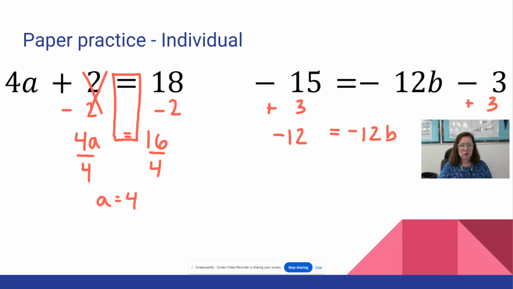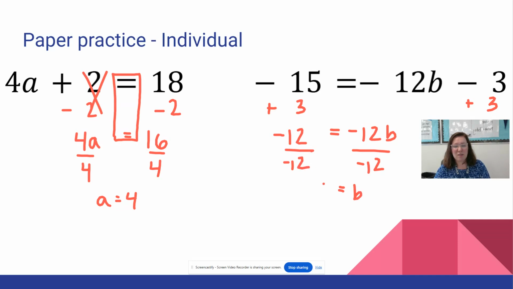And this one's a little tricky. Some people might think, oh, there's a negative, so I should do plus 12. No, that's a negative 12 squished right next to a b. There's an invisible operation right there in the middle, and that's multiply. So we have to do the opposite of multiply, which is divide by negative 12 on both sides of the equal sign.